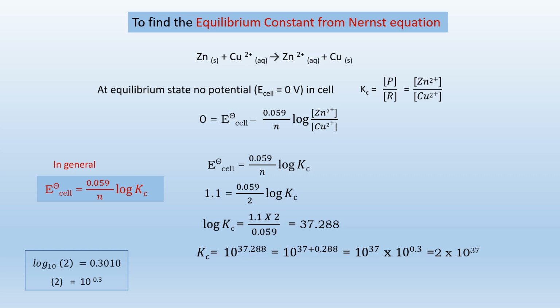So on the whole, if you want to calculate the Kc value, that is the equilibrium constant for any reaction, you have to know only the standard cell potential. Remaining thing, the n values are obtained by knowing the equation, and substituting all the values you will get the Kc value. It is a very simple process. It is a simple method to identify the Kc value for any reaction.